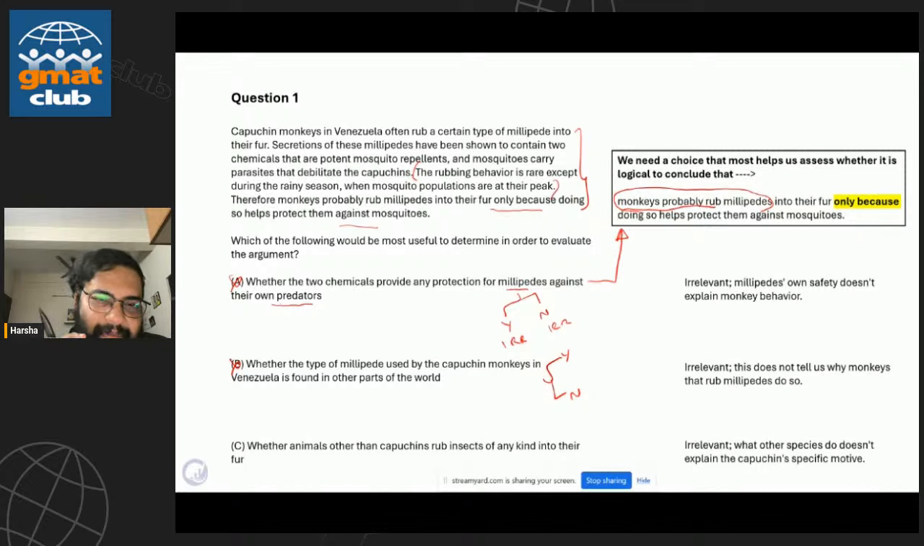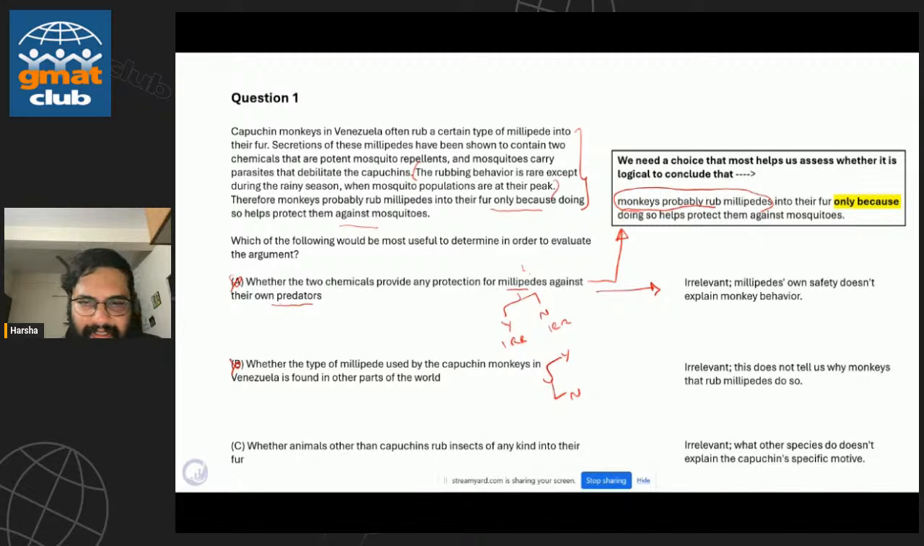If you say that I'm rejecting this choice because I already know these chemicals are repellent to mosquitoes, that has nothing to do with what choice A is trying to do, right? Choice A says yes, the two chemicals provide protection for millipedes against their own predators. Are those mosquitoes? We don't know. So what does that point about mosquito repellents have to do with predators of millipedes? I don't think it does. So the reasoning ideally should be something along these lines. Hope that helps, but that's a great question.